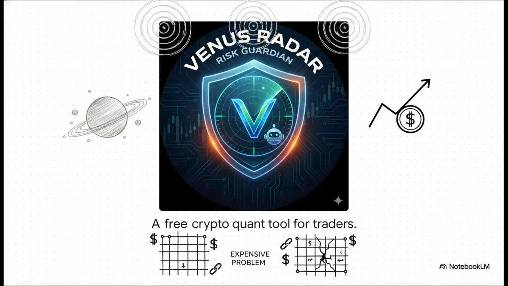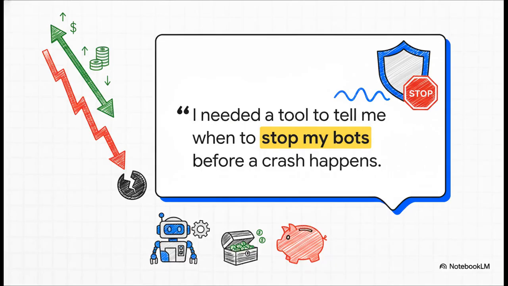This is Venus Radar. And let me tell you, this isn't some slick corporate software. This is a personal hobby project. It's a crypto quant tool built by a single trader trying to solve a very real, and let's be honest, a very expensive problem. And that right there, that's the whole reason this thing exists. It comes straight from the creator.